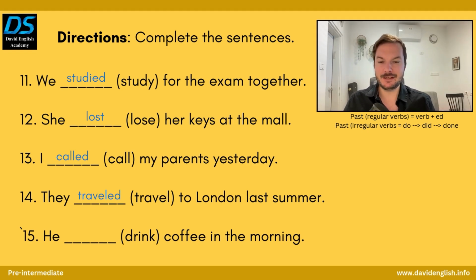Number 15, he drank coffee in the morning. Drink is an irregular verb. What do you think? He drank coffee in the morning. Again, we know when it happened and it's finished. It's a finished action and a finished time. We're in the past simple. Let's continue. Complete the sentences.